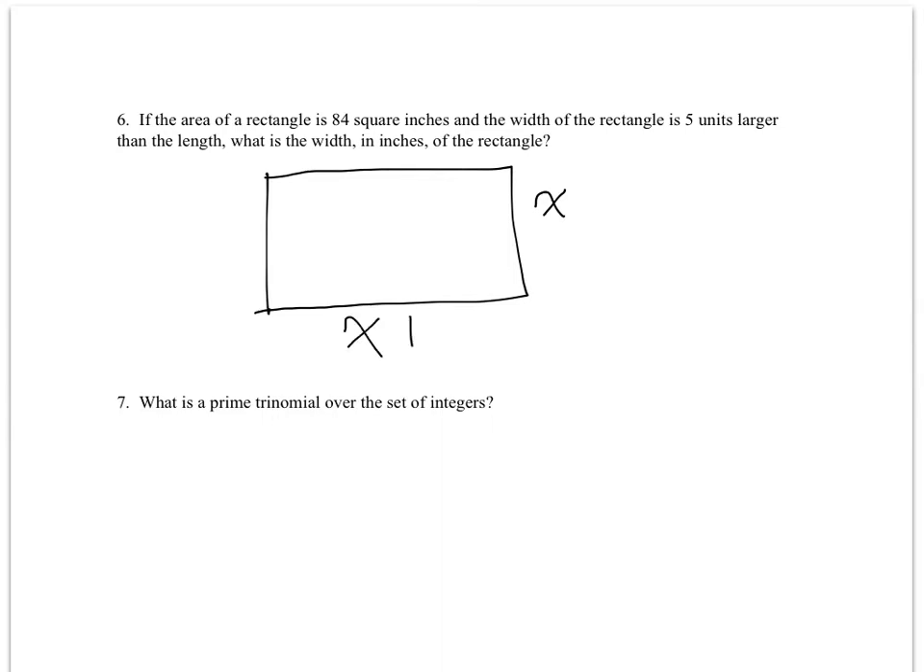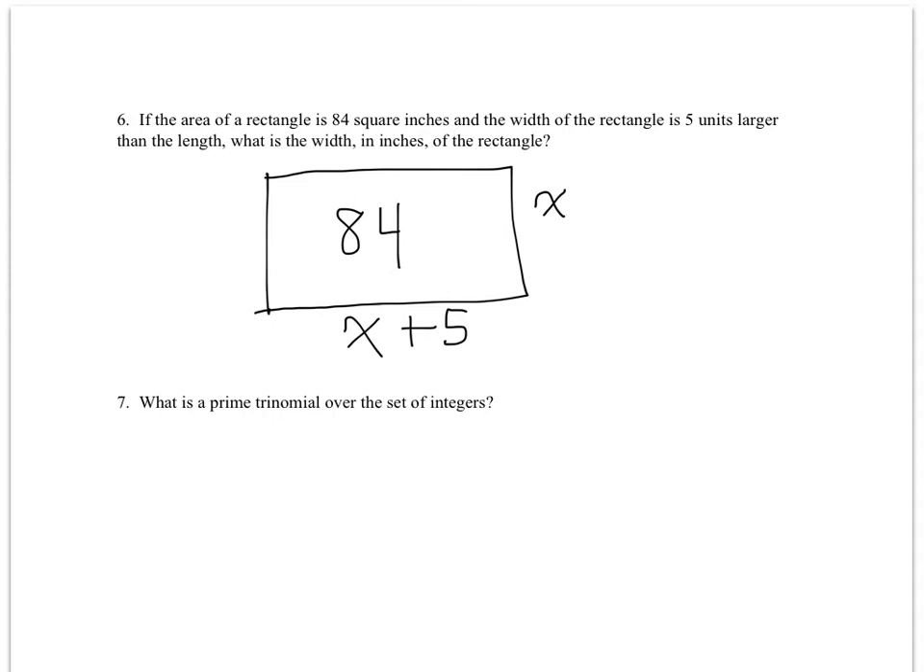So you're going to have a rectangle that has a length of x and a width of x plus 5 because it's 5 more than the length. So 5 more than x would be x plus 5. And the total area is 84. Now you have to solve for x.